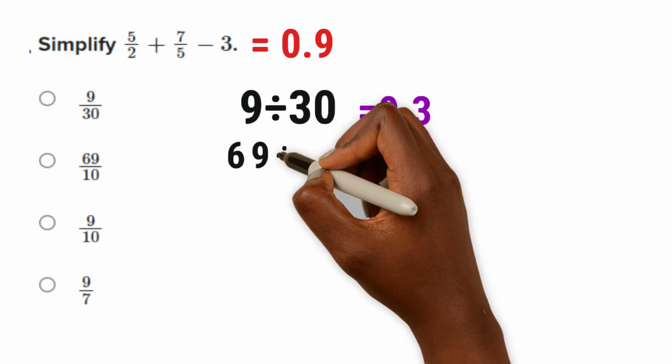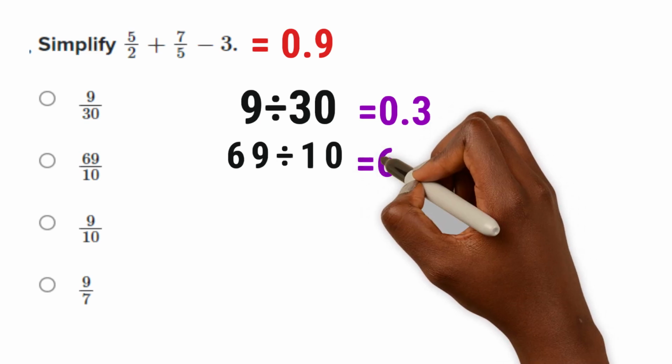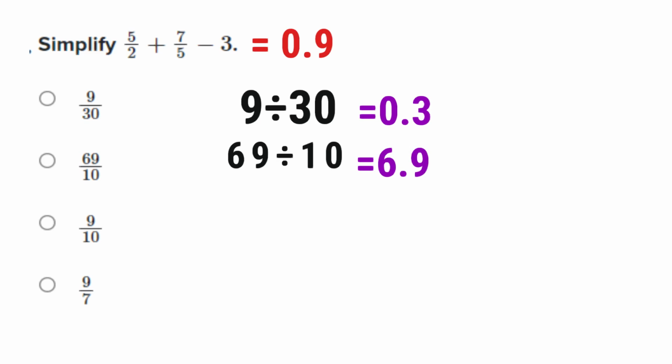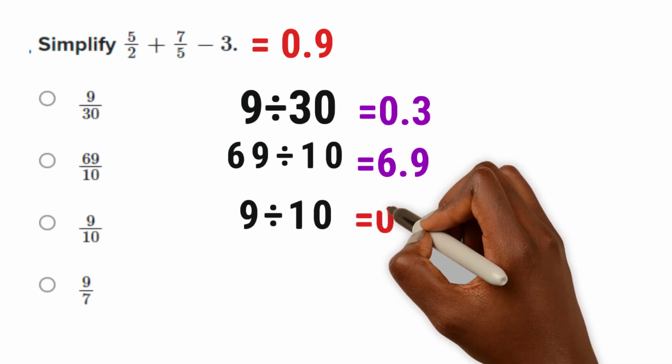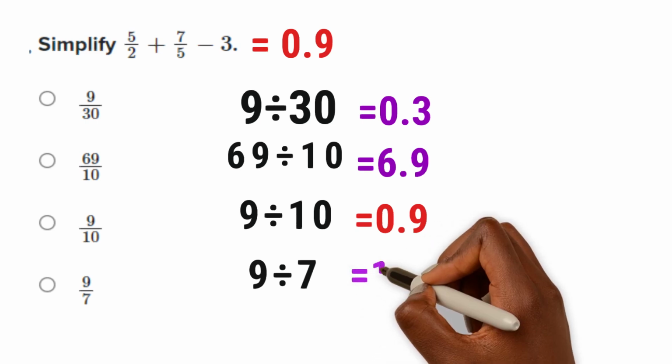We'll do the same strategy throughout each answer choice. 69 divided by 10, you should get 6.9 in the calculator. That isn't our answer, so we'll keep going. 9 divided by 10, you should get 0.9, which is our answer. But because it's math, I like to double check myself, so I'll go ahead and see what the last answer choice gives. 9 divided by 7 gives 1.28. So it shows that 9 over 10 is indeed our answer.